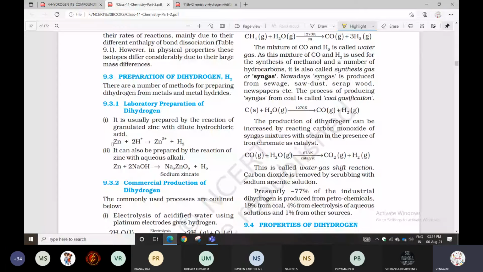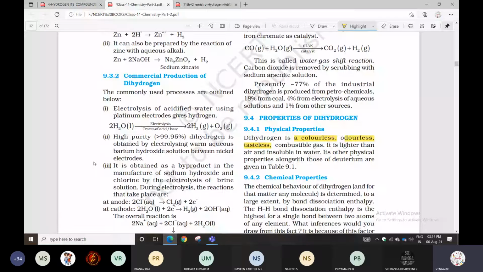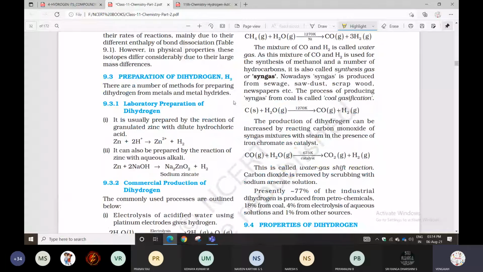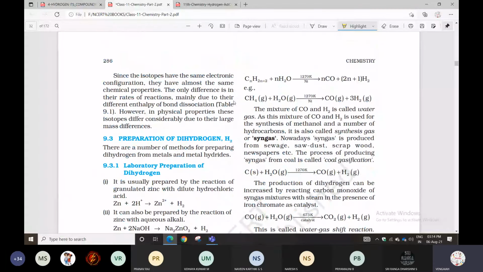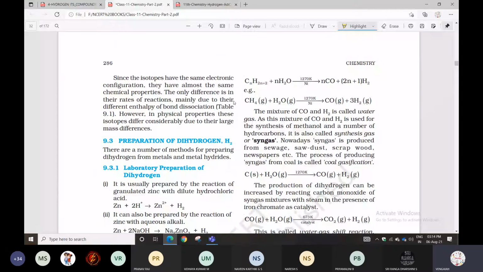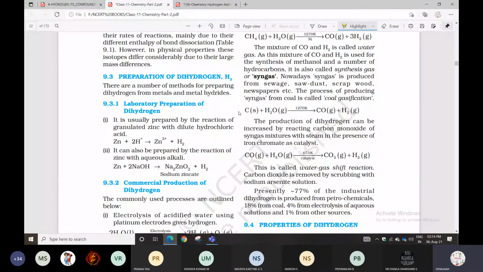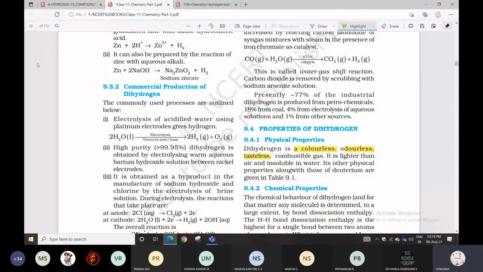One more important reaction is with organic compounds. Hydrocarbons reacting with water form CO plus H2. That you can say syngas. Again, CO plus H2 reacts to form CO2 plus H2. That you can say water gas. So syngas formula is CO plus H2. Water gas formula is CO2 plus H2. One more important for the entrance exam. That's why I'm repeating many times.